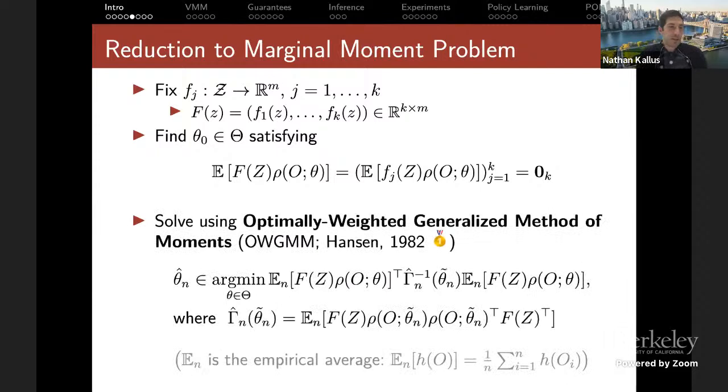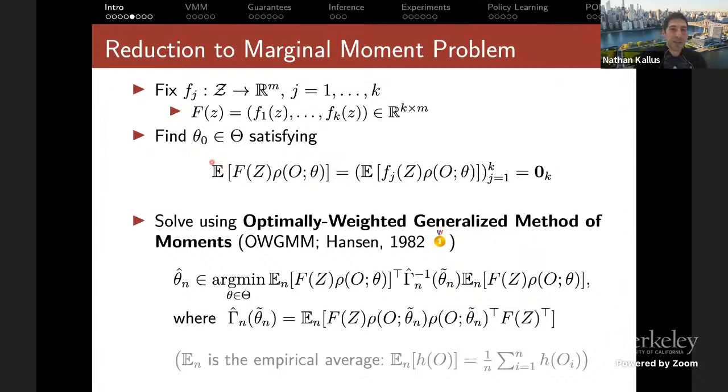Well, there's some very famous work about this, known as the generalized method of moments. This is by Hansen. It's one of the big reasons he won the Nobel Prize. And the approach goes like this. We're going to take these k marginal moments, and we want to set all of them to 0. We want to find the theta naught that sets all of them to 0.